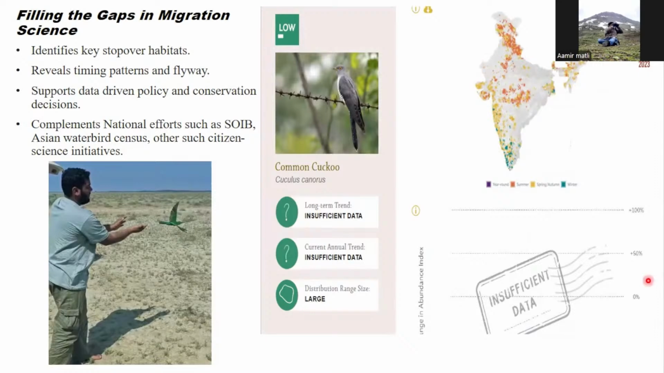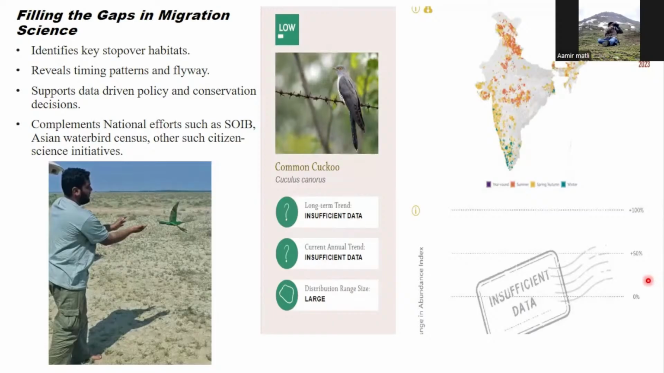The Passage Migrant Count is helping to fill the critical gaps in migration science. First, it identifies the key stopover habitats. Second, it reveals the timing, when exactly birds are arriving and departing. And third, it helps build a clearer picture of the flyways itself. Most importantly, this information supports data-driven conservation decisions. For example, the local forest department can use these findings to prioritize certain patches of forest, certain grasslands, or certain wetlands for these passage migrant birds or resident birds in general.